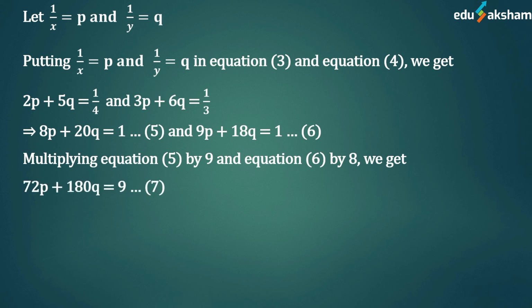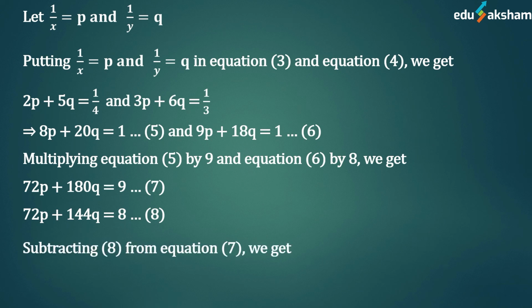72p plus 180q equal to 9 and 72p plus 144q equal to 8. Since 72p is a common term in both the equations, हम 72p को eliminate कर सकते हैं by subtracting the equations. तो हम subtract कर देंगे equation number 8 को equation number 7 से and हमें मिल जाएगा 36q equal to 1, which gives the value of q as 1 by 36.